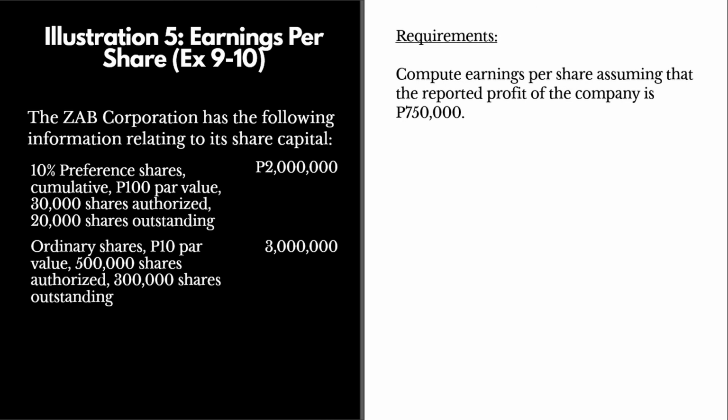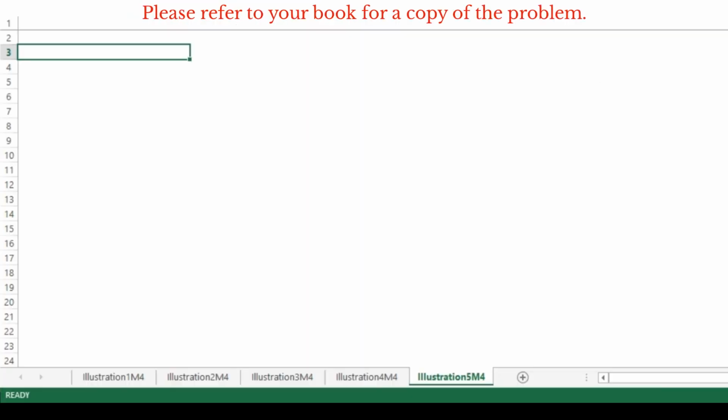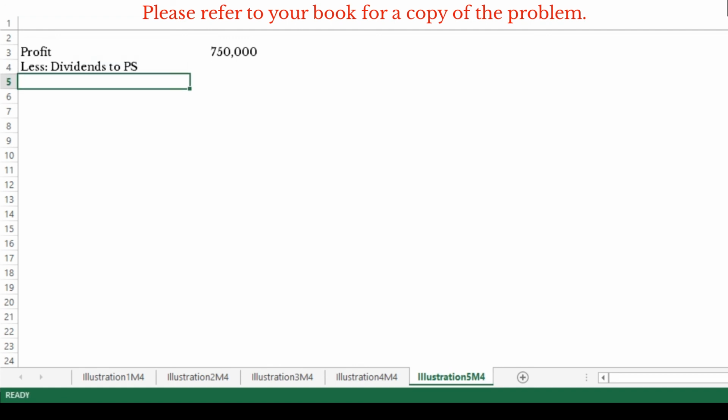So, compute earnings per share assuming that the reported profit of the company is 750,000 pesos. So, let's compute. Since we have two classes of shares, di ba, ima-minus natin sa profit yung dividends nung preference. So, we will start with the profit. Meron na tayong 750,000. So, i-minus lang natin dito yung dividends to preference shares. So, now, since cumulative yung ating preference shares, we will deduct the dividends regardless kung na-declare siya or hindi.